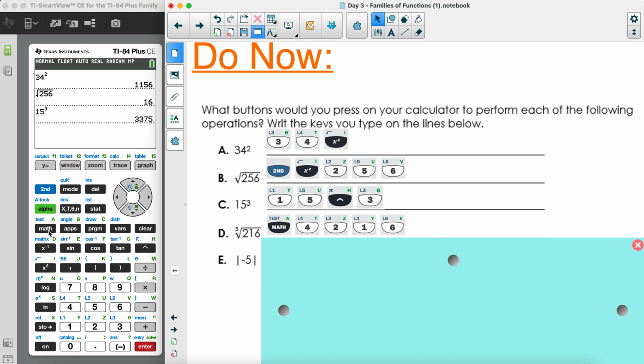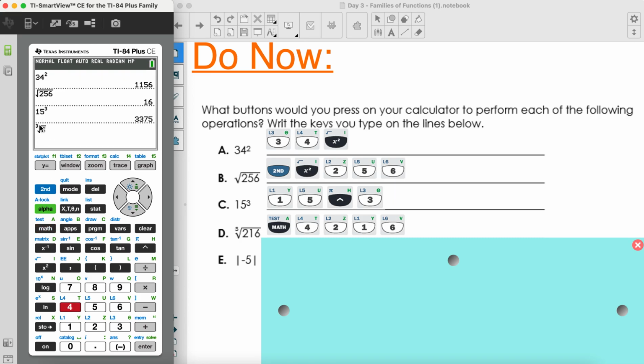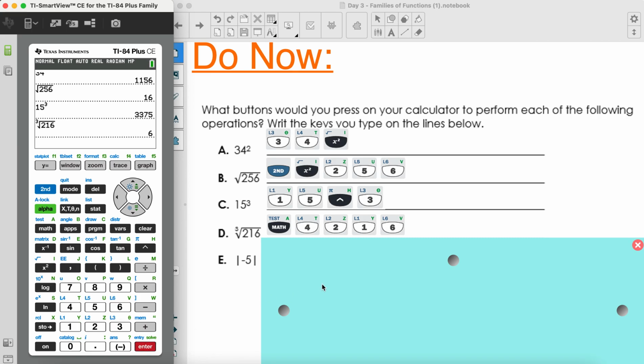That's in your math button. That's why I called this just a regular square root. The other square root features are inside this math button, where this is your cube root function. It's choice 4. So I can hit 4, and I'm going to get that cube root, and then I'm going to type in 216. So the cube root of 216 is 6.